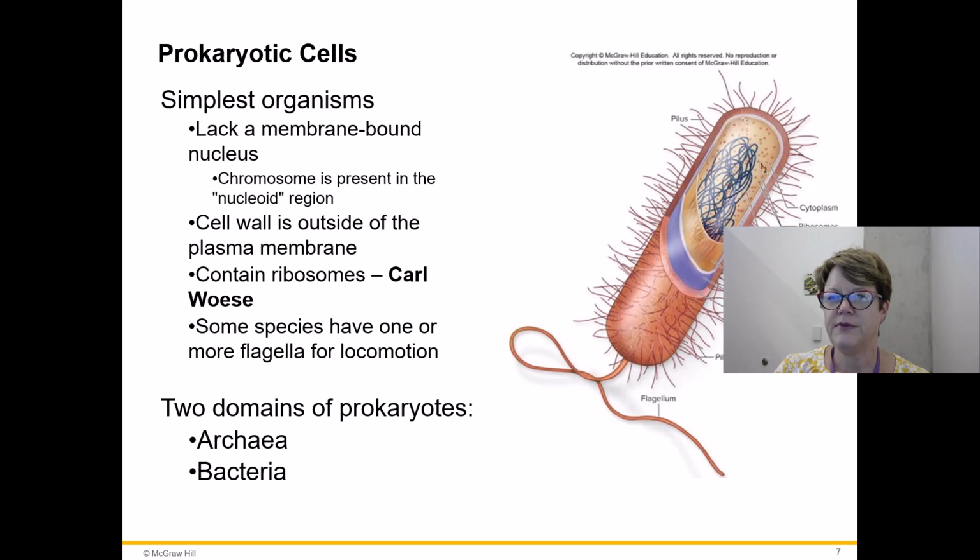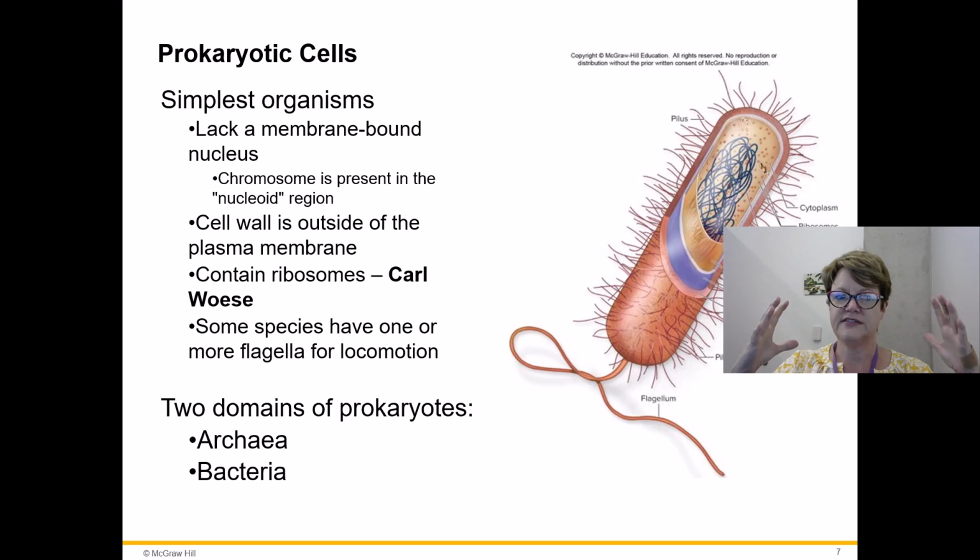The term membrane-bound means surrounded by a membrane. So the whole cell is membrane-bound, but in some cells you're going to have internal compartments that are also surrounded by membrane. The prokaryotic cells don't have their DNA surrounded by a separate membrane. So the DNA is just kind of wound up in the center of the cell or in one part of the cell. We call that the nucleoid region.